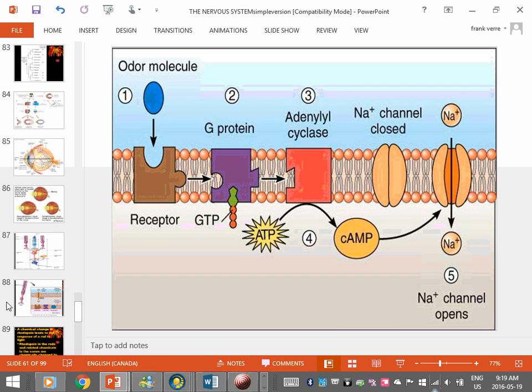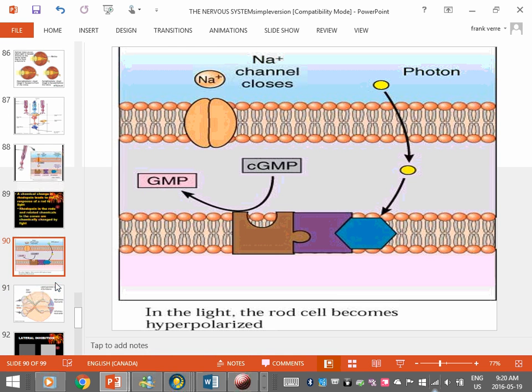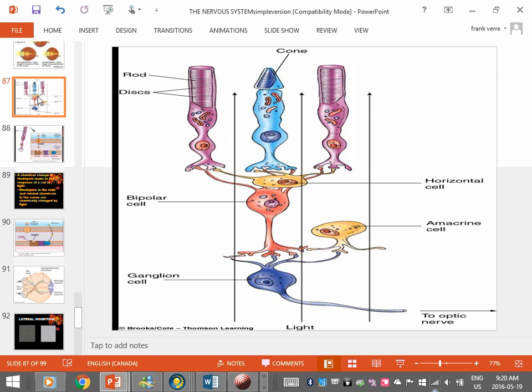So look, in the dark, rod cells are constantly firing. In the light, though, they don't fire. They shut down. They turn off. So I'm going to ask you to make a prediction. Let's think about it. In the light, they turn off. In the dark, they turn on. Which is really bizarre, right?